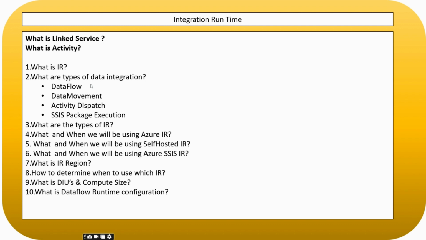So, coming to the eighth point: how to determine when to use which IR. This is what we discussed, right? Based on the source and your destination data store, we should be picking the IR. And coming to the ninth point, I'm talking about compute. By which measurement will I measure my compute? You will be measuring by data integration unit, so that's why we call it a DIU. DIU is for copy activity.